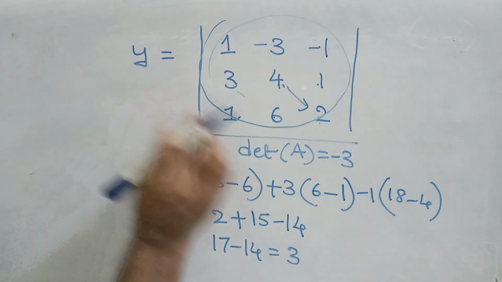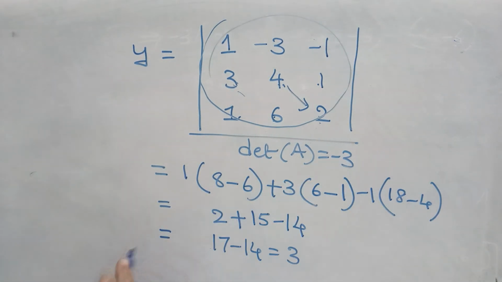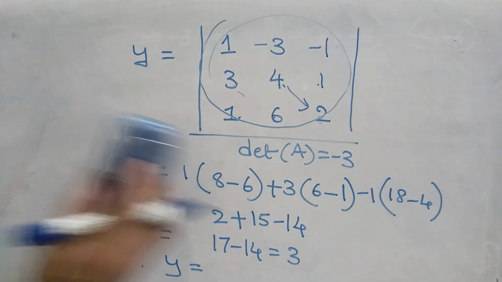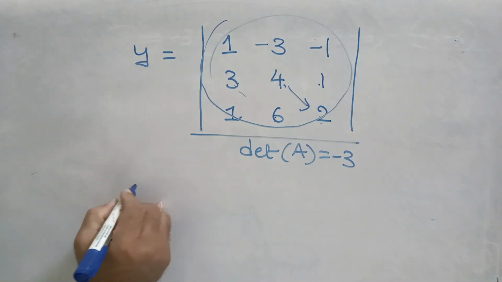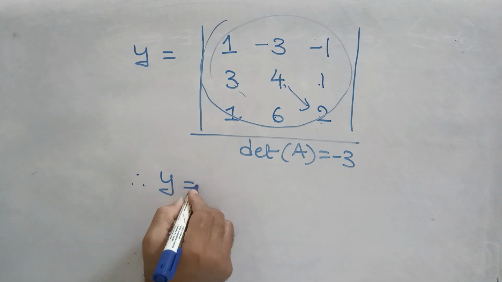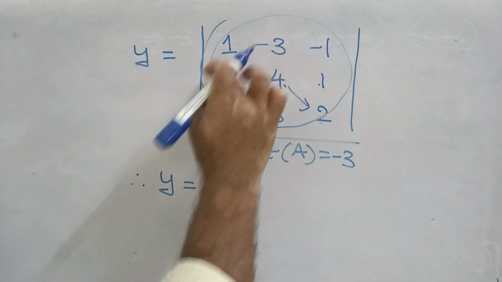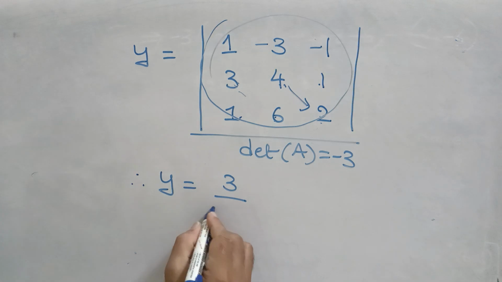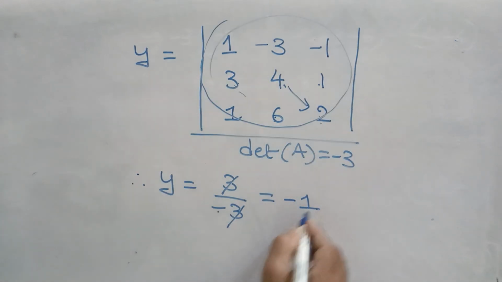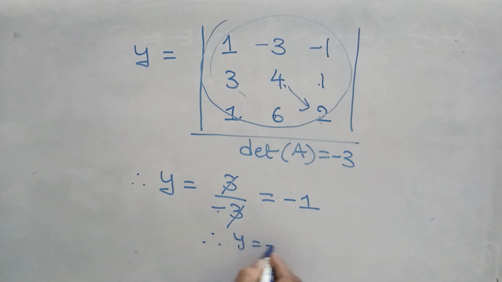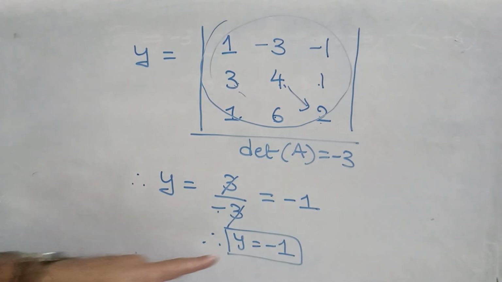Therefore what is your y value? You have to divide by the determinant of A value. Therefore y is equal to 3 by the determinant of A, which is minus 3. Therefore both will be cancelled, minus symbol is there, minus 1. Therefore your y is equal to minus 1. Clear? Y value is minus 1. And similarly what is the z value?